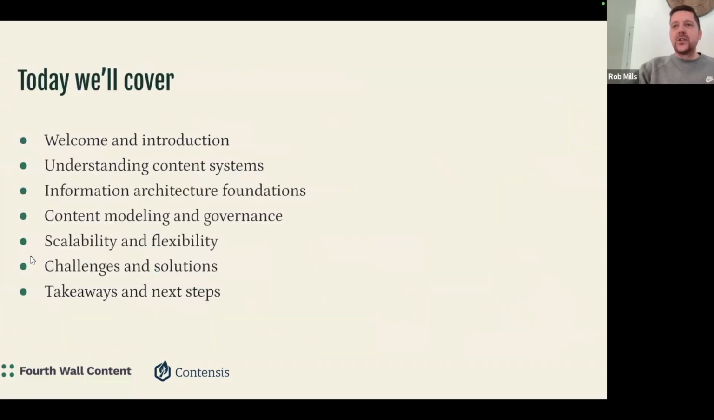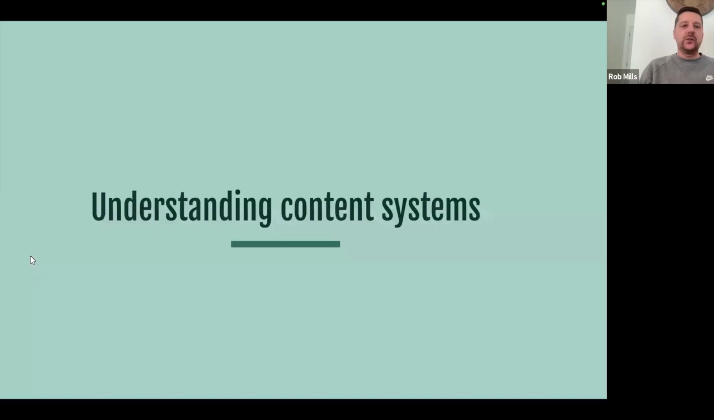And this is a bit more detail on what we're going to cover. We're going to start by understanding what content systems actually are and why they matter. Then we're going to dive into information architecture, how you organize content so people can actually find and use it. And then we're going to look at content modeling and governance. They're the frameworks that keep content consistent and keep it manageable. And then we'll talk about scalability and flexibility, because any system you build needs to grow with your organization. And then we're going to finish by addressing some challenges that you may face with some practical solutions.